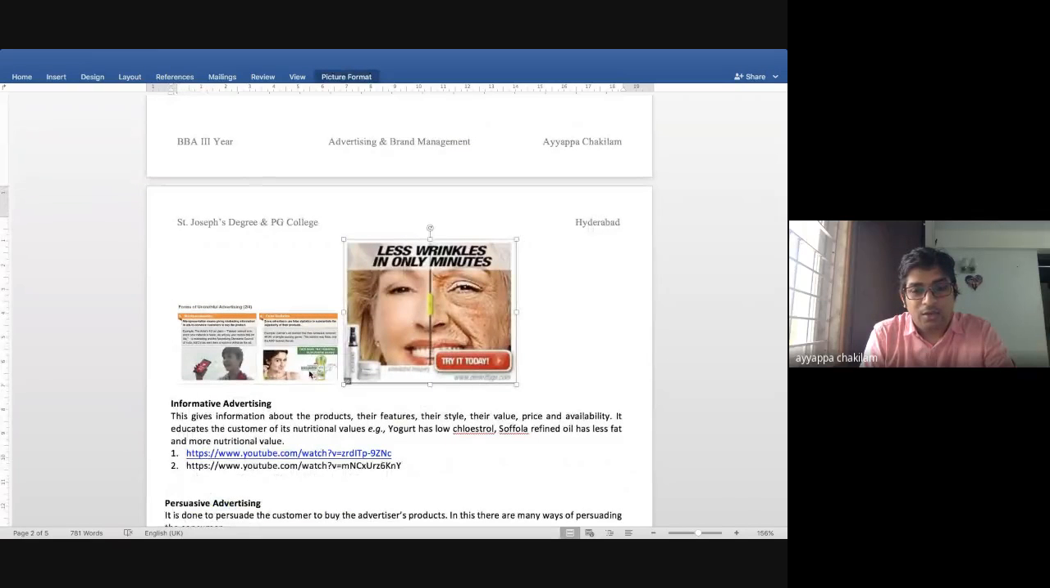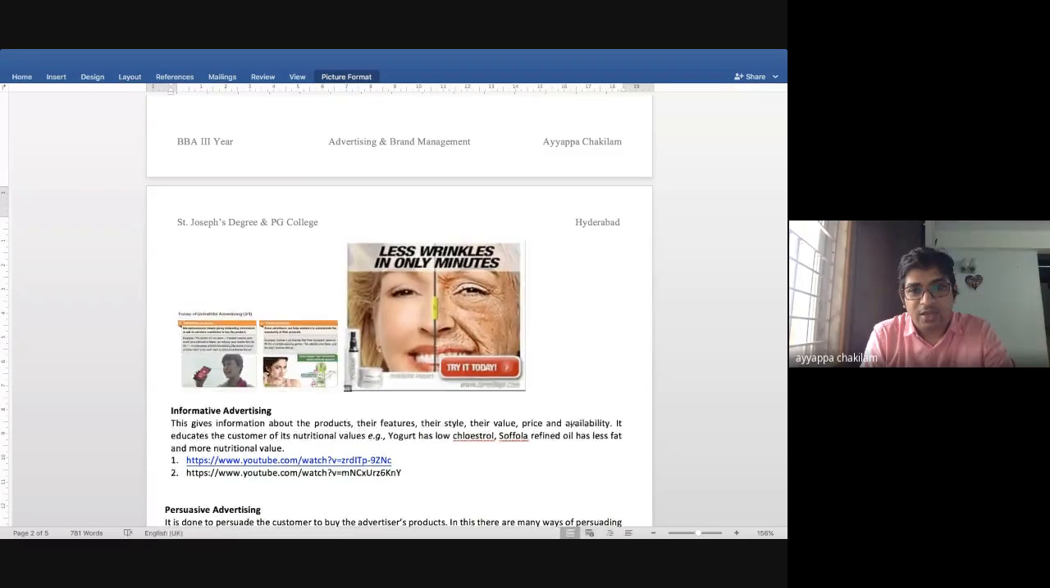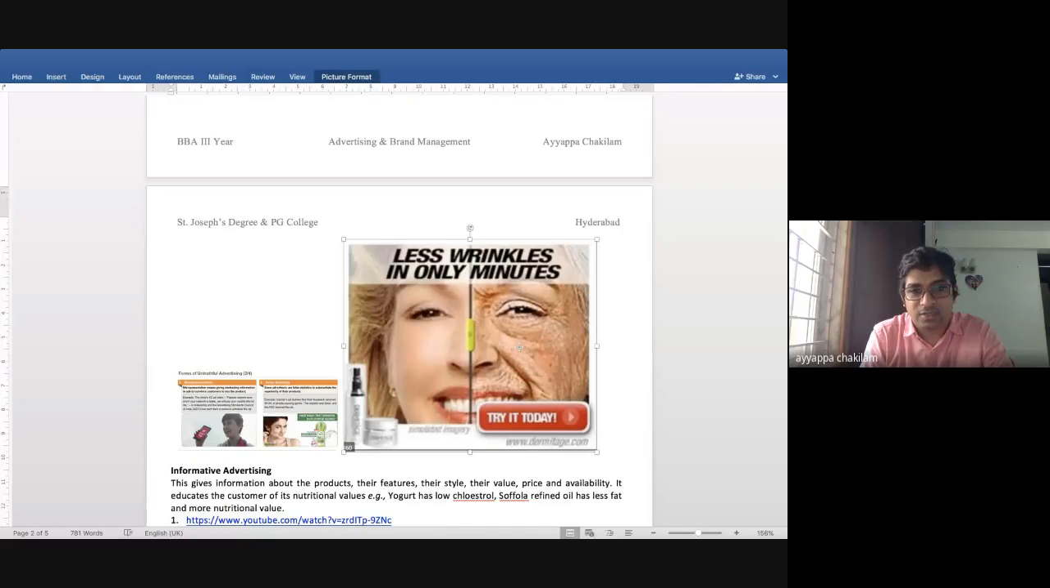Another ad that you see here says, less wrinkles in only minutes. That's definitely a false claim. You cannot have a product where wrinkles are going to vanish in a few minutes. That's a completely false claim. That's a deceptive advertisement.